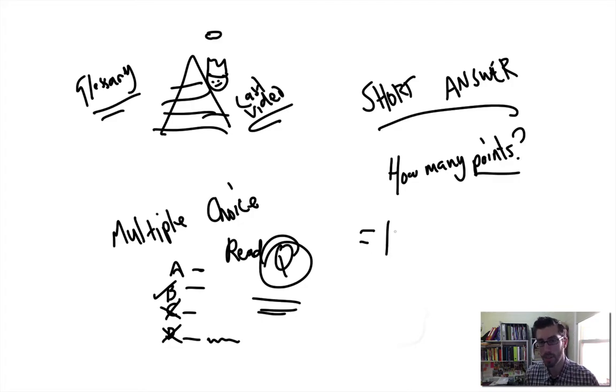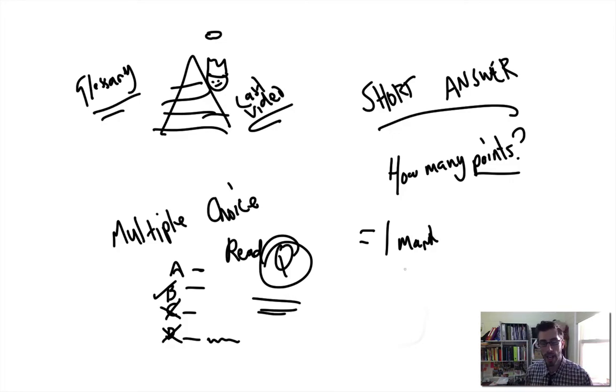If something is worth 1 mark, then the response is probably going to be fairly simple. It's going to be one point, as in one response. So what color is this? It is red, and there's your 1 mark, because you're only responding with one thing.